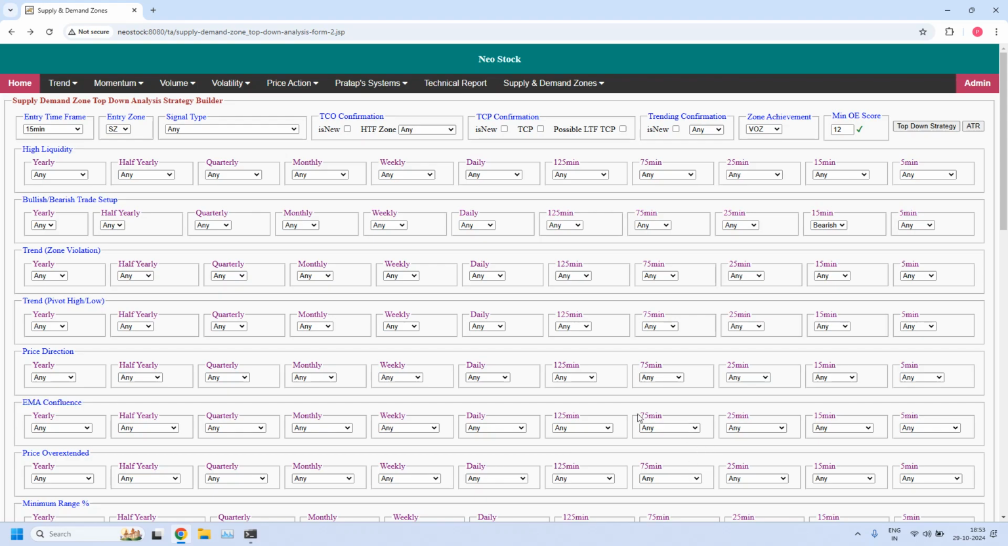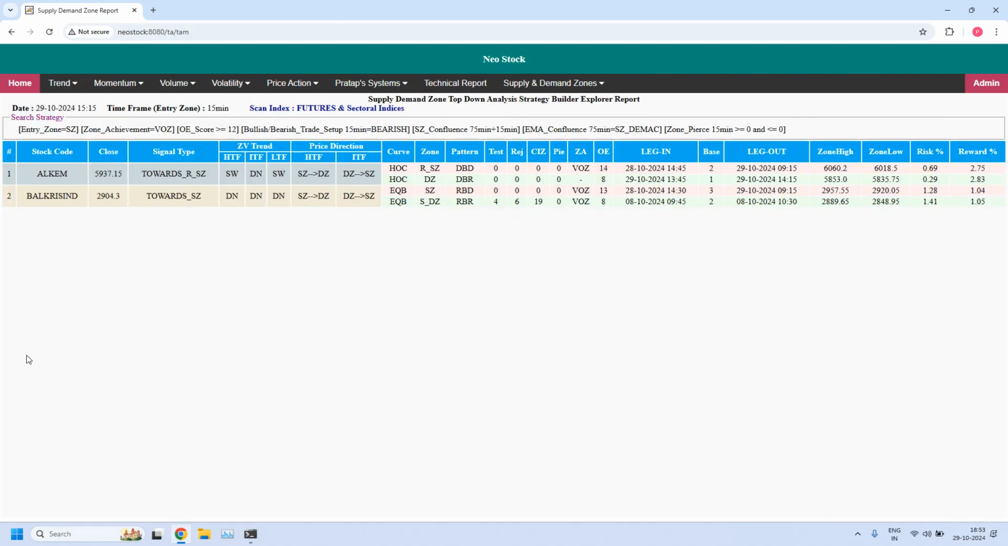In the EMA confluence, 75 minutes time frame, 75 minutes supply zone with daily EMA confluence, because the 15 minutes supply zone entry zone is part of the 75 minute supply zone. So 2 stocks are filtered. So these 2 stocks are having high probability support. Even more high probability scenario.